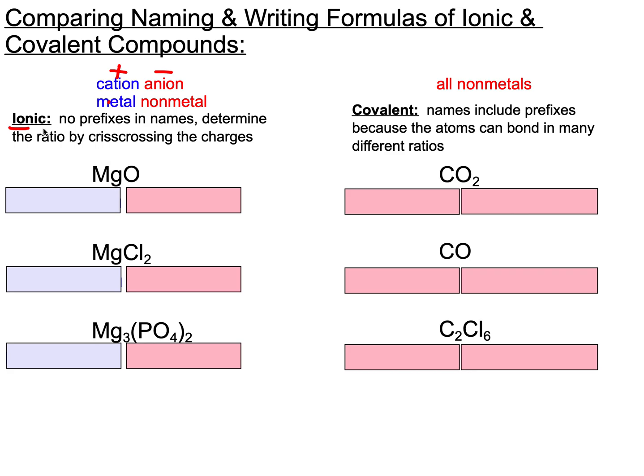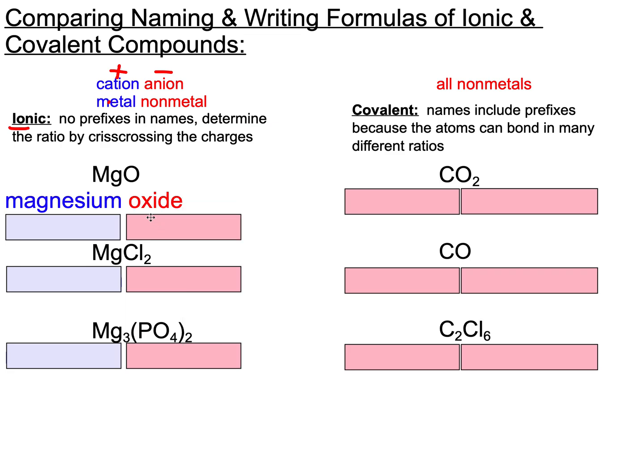When you name ionic compounds, you do it just like we've been practicing. You state the name of the metal. So in this case, it's magnesium. If it is one of those elements that makes more than one charge, then you might have to stick a Roman numeral in there. But this is just magnesium. Then you figure out what the nonmetal is, and you change the ending to ide, I-D-E at the end. So oxygen becomes oxide. That's it. Magnesium oxide.